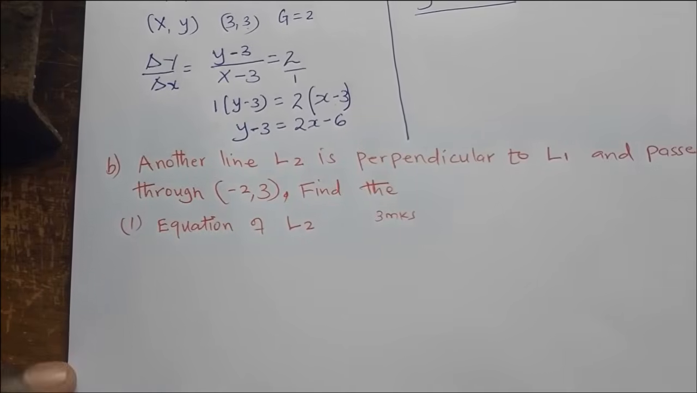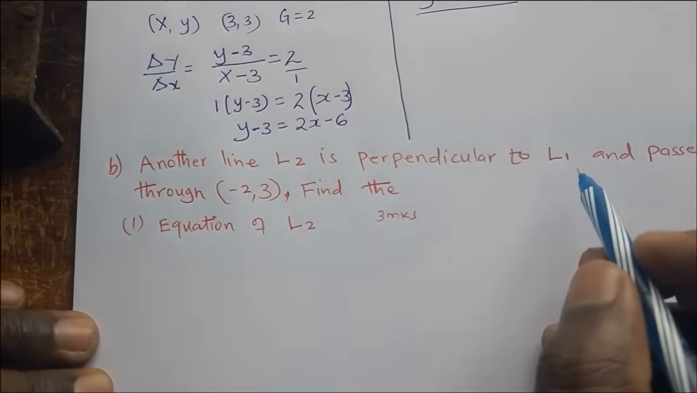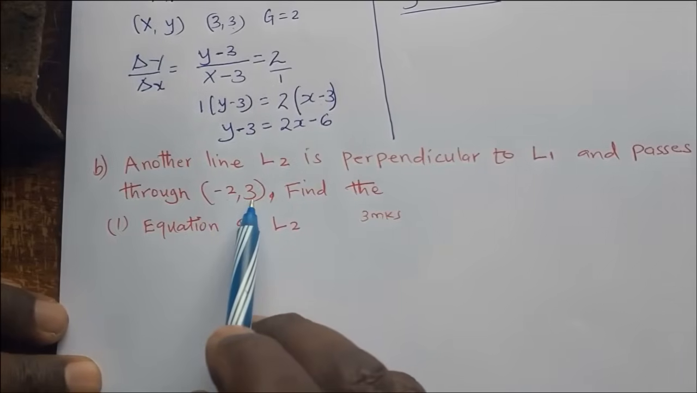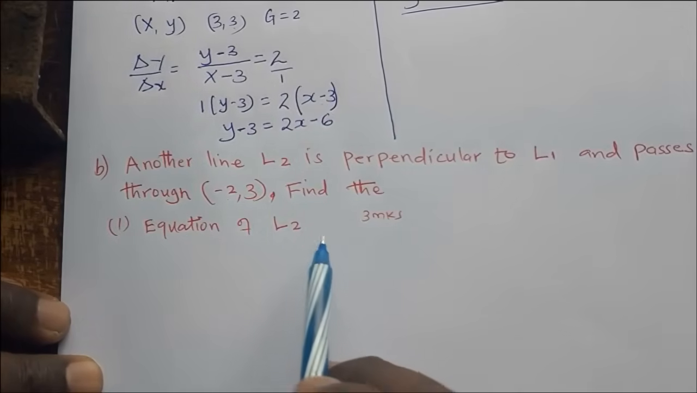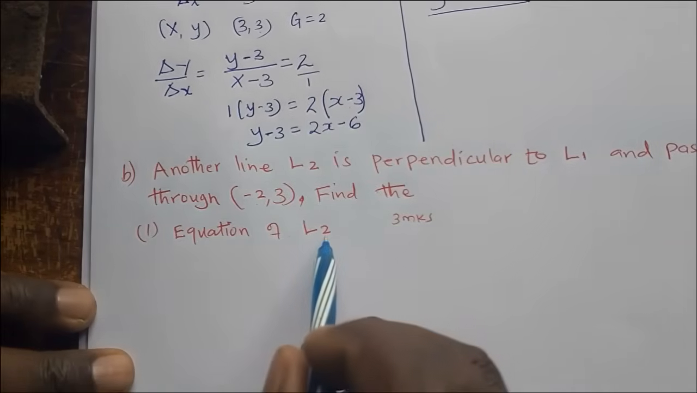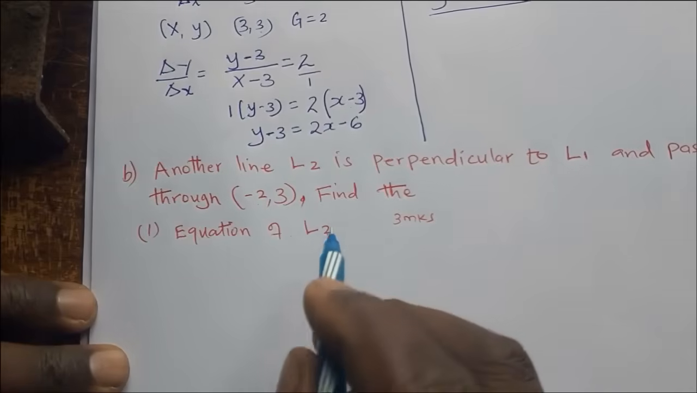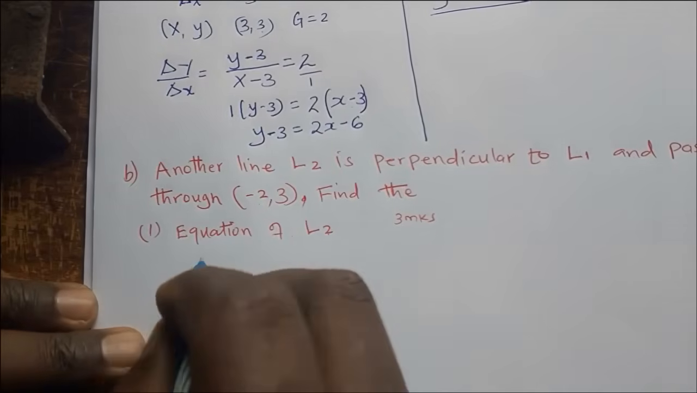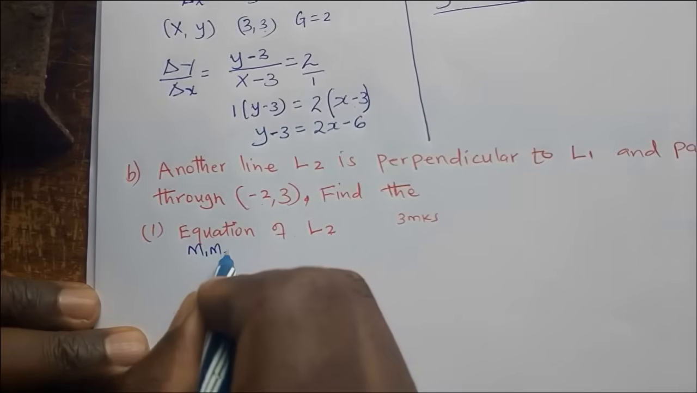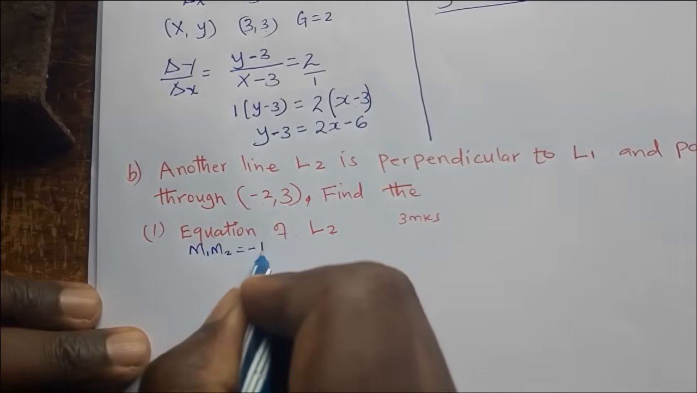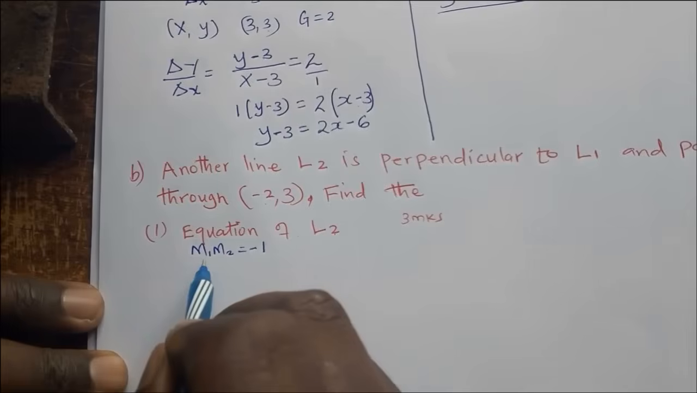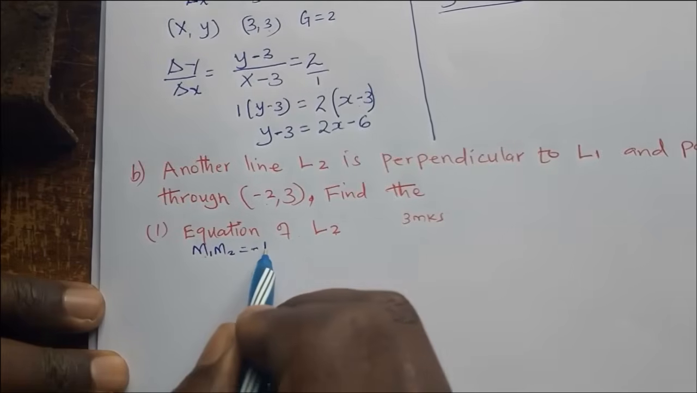Another line, L2, is perpendicular to L1 and passes through negative 2, 3. Find the equation of L2. So since the two lines L1 and L2 are perpendicular, then we know that their gradients multiplied, m1 times m2, the answer should be negative 1. Perpendicular lines, when you multiply their gradients, the answer should be negative 1.